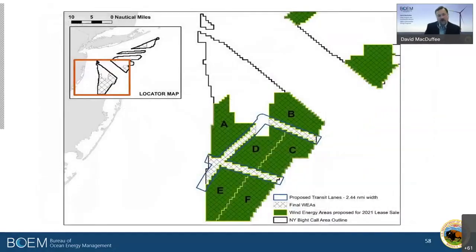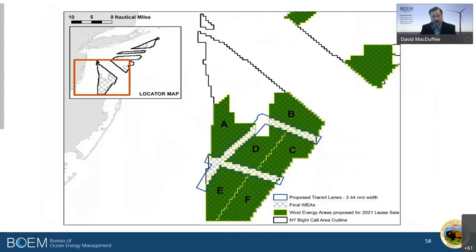So this is an example of how one might divide up a wind energy area into lease areas. This is the Hudson South wind energy area within the New York Bight. This area was divided into six potential lease areas, roughly 80,000 acres apiece. We've added some proposed vessel transit lanes. And then you'll notice the green areas to the north were not divided at all. We felt that those were appropriately sized for a lease area.